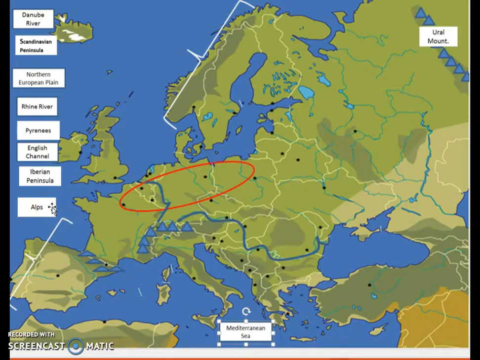Let's find the Alps. Point to the Alps. And again, this is a mountain range that is situated right above Italy. Okay, and these are very important mountain ranges because when we get into climate, you'll see it protects Italy from the cold weather coming from the north, and it has a very nice Mediterranean climate, which is similar to our climate in California.